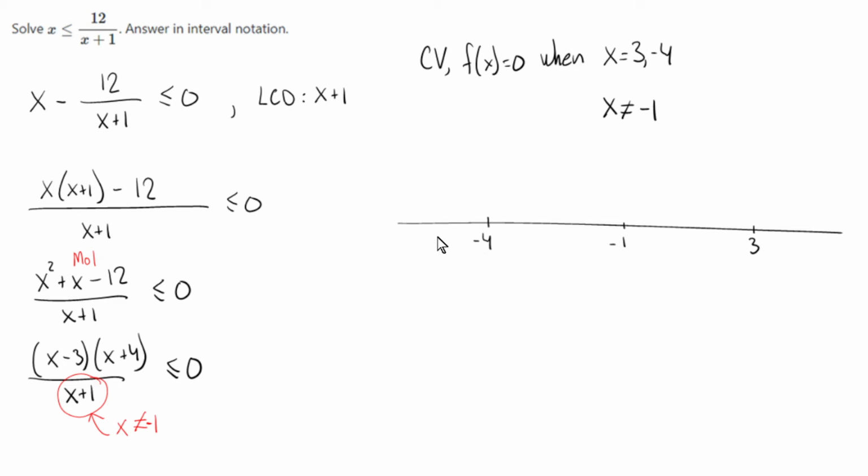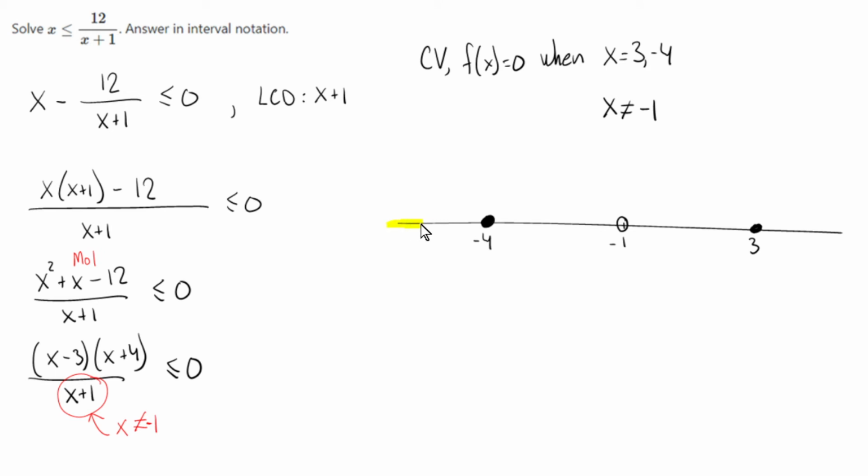Okay, so we have 4 intervals. Let's start with this first interval here. What we also should do, actually, we should put in whether we include these points or not. We're not including negative 1 because it cannot equal negative 1. We are including negative 4, so it's a solid dot. And we're including positive 3. So now we can look at this interval right here.